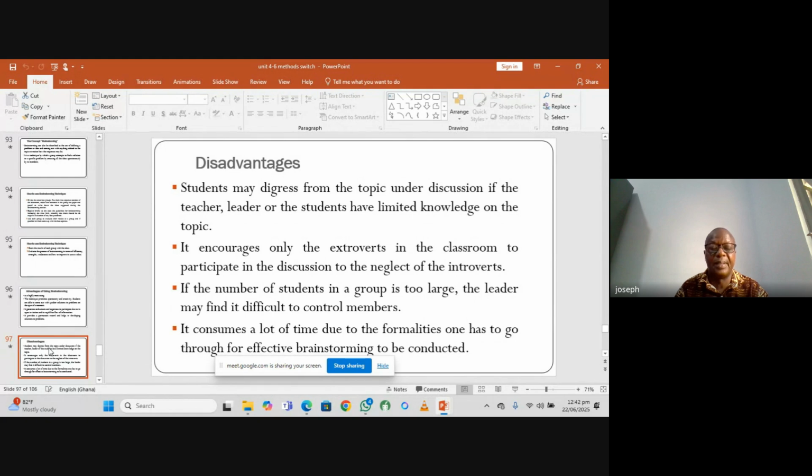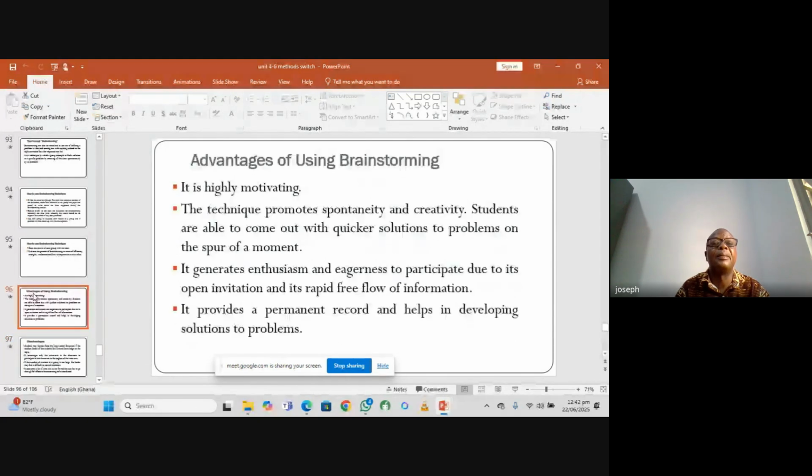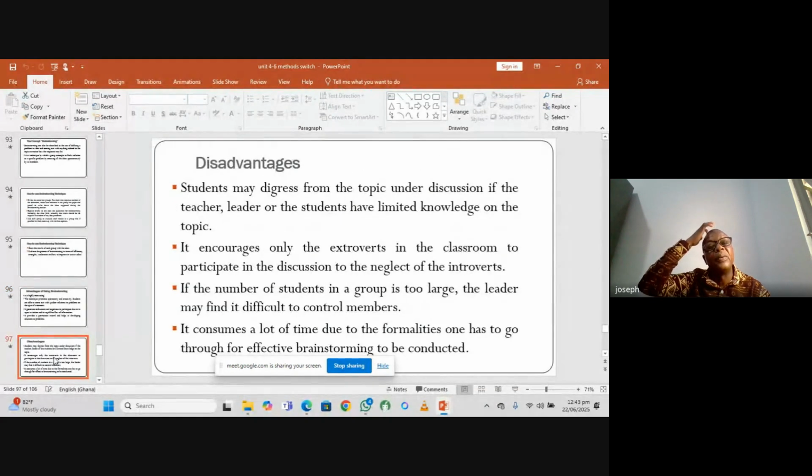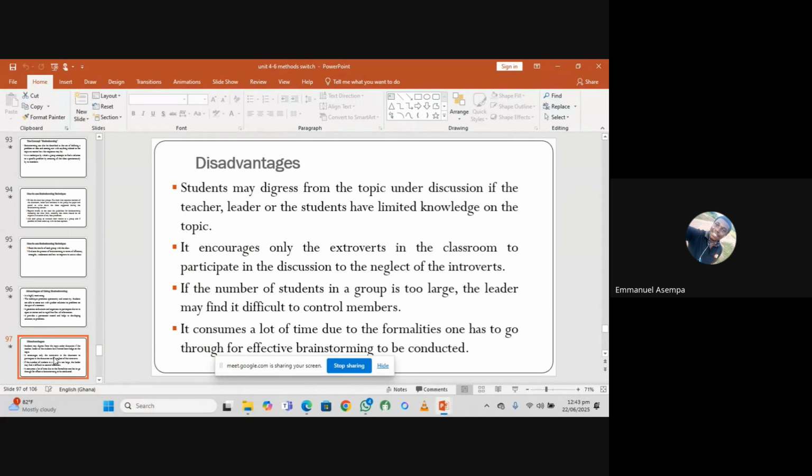So when you are using brainstorming, at times, even though its permissive nature allows everybody to talk, you will see that those who are the extroverts will dominate the class. Even at times, the introverts will not say anything, even though everybody is saying something.